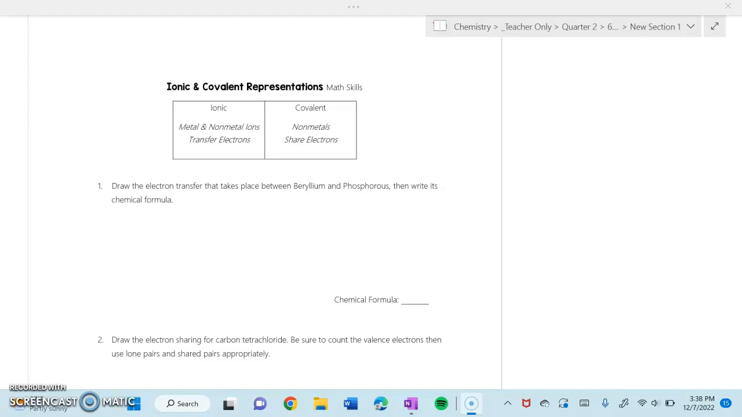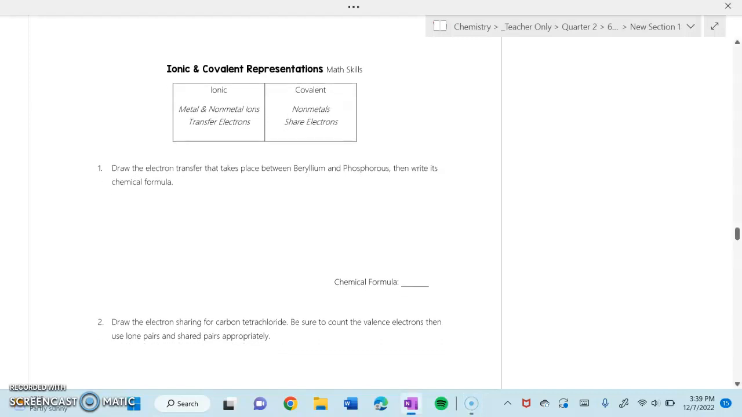For covalent, we're going to share using shared pairs between nonmetals, and sometimes we might have to have a double bond, and then we put lone pairs around, but we always need to make sure that every element has a complete octet, and that we only use the amount of valence electrons available. So when we're drawing these, if it says electron transfer, then this is referring to ionic. And if it says sharing, then this is referring to covalent. And you'll just draw them as such.